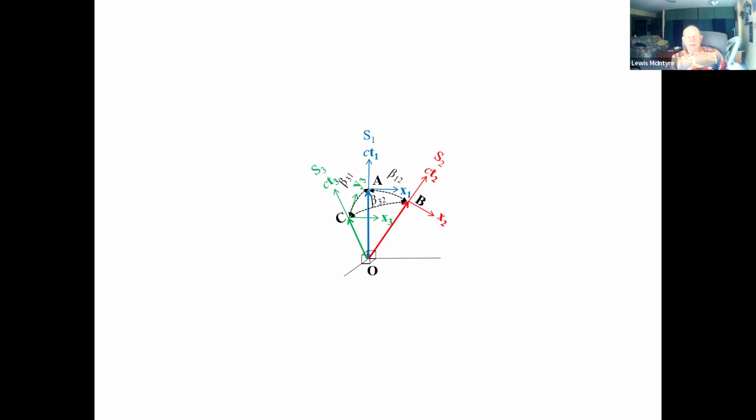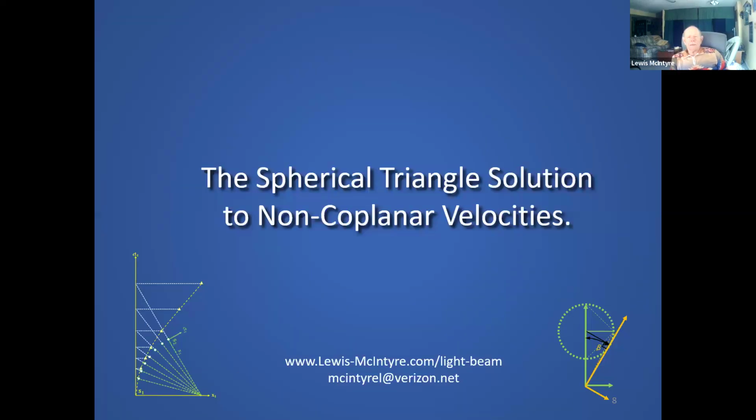The velocity angle beta 3,2 is the arc BC and is a function of beta 1,2 and beta 3,1. This looks like it would be a major headache to solve with the algebraic form of the Lorentz transform, but as we are about to see, it is relatively easy to solve trigonometrically. This will all play out on the surface of a sphere.